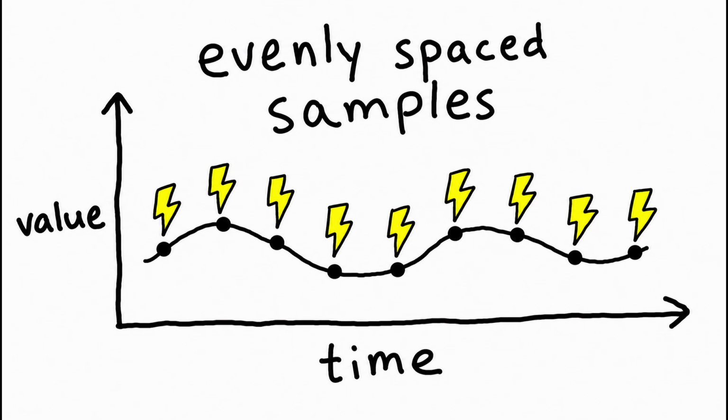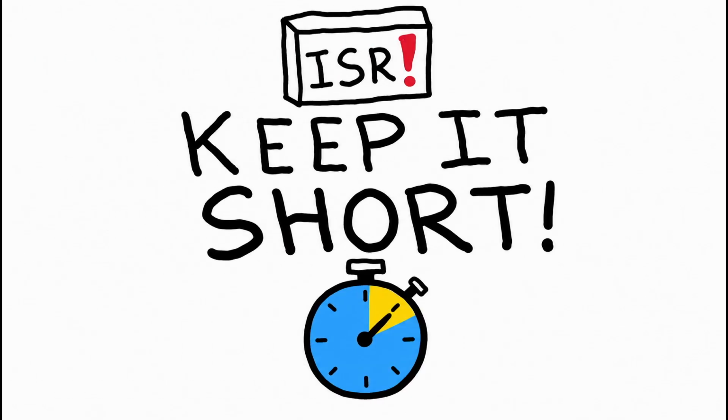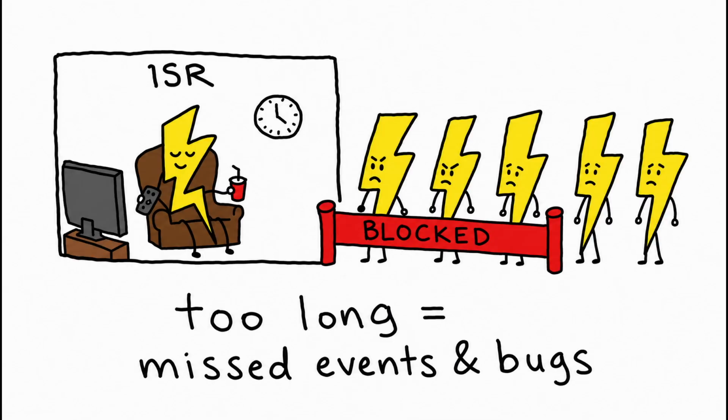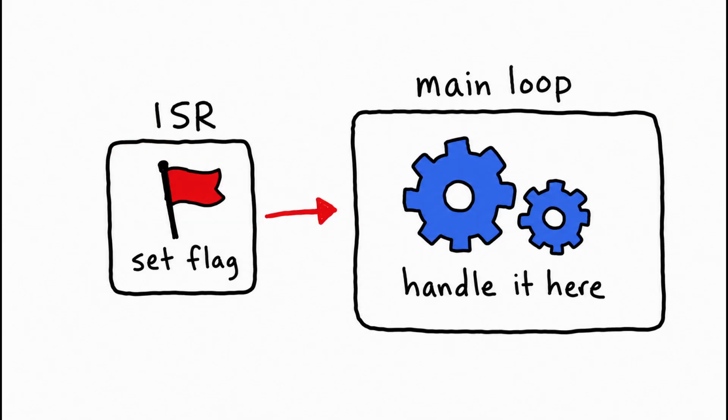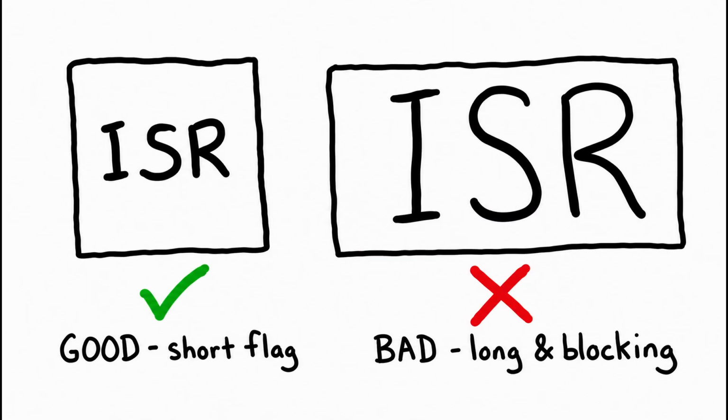Now, one critical rule about ISRs: keep them short. While an ISR is running, other interrupts are blocked. If your ISR takes too long, you'll start missing events, corrupting timing, or producing bugs that are incredibly hard to reproduce and track down. The right pattern is set a flag inside the ISR, then handle the actual work in your main loop where the timing pressure is off.